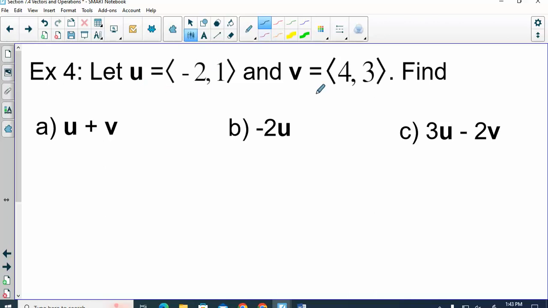So here's vector u and vector v. So if I said u plus v, what do we get? 2, 4. -2 plus 4 is 2. 1 plus 3 is 4. So we get vector 2, 4. If I ask for -2u, what do we get?